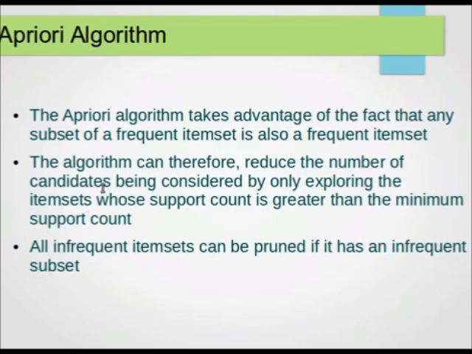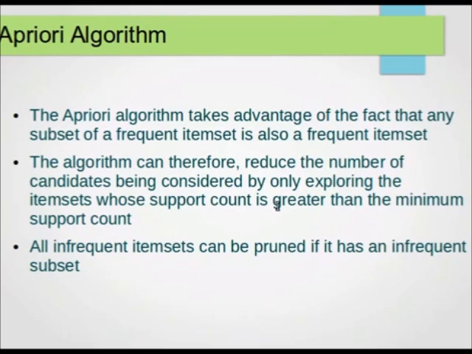Now, from Professor Said's material, this algorithm takes advantage of the fact that any subset of a frequent item set is also a frequent item set. We mentioned that, and we're just repeating it to keep remembering it in the algorithm. The algorithm can therefore reduce the number of candidates being considered by only exploring the item sets whose support count is greater than the minimum support count.